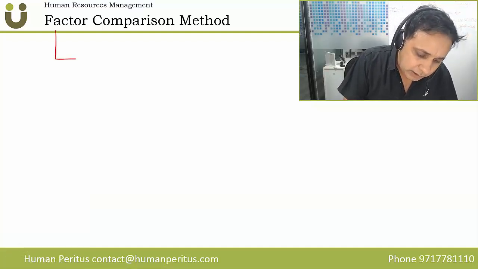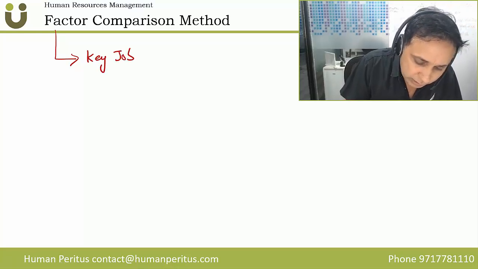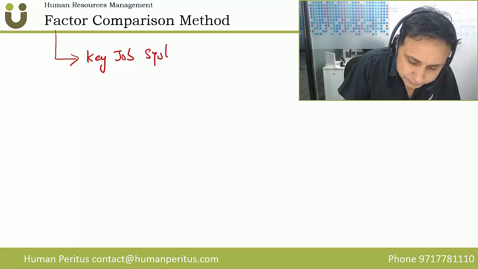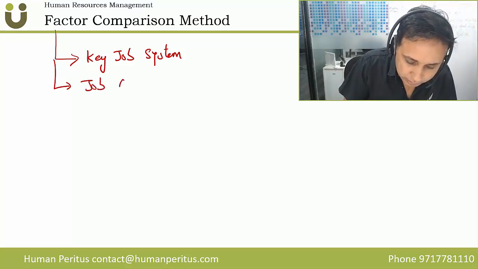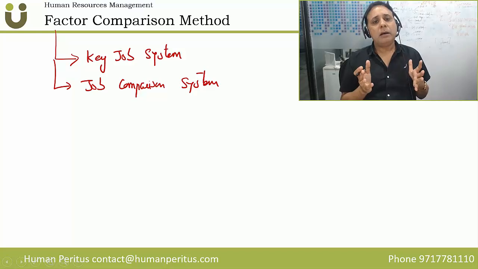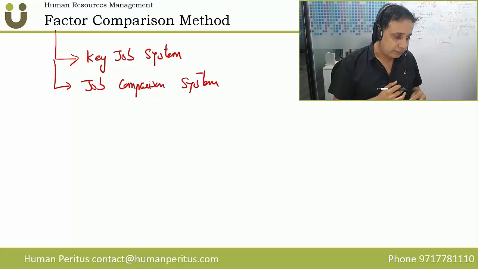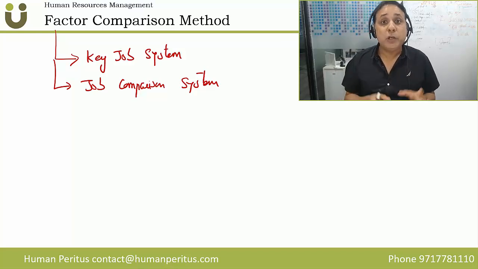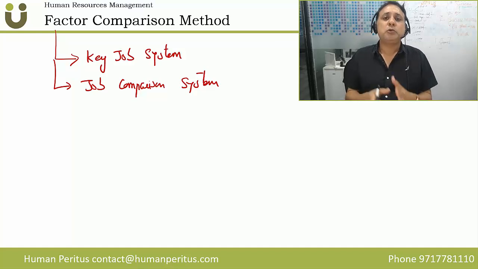Before I start, this method is also known as the key job system, and another name of this method is the job comparison system. So this is nothing but a better, modified version of the point rating system. Another thing which is new about this method is that in this we do not find the worth of a job independently, which you used to do till now.